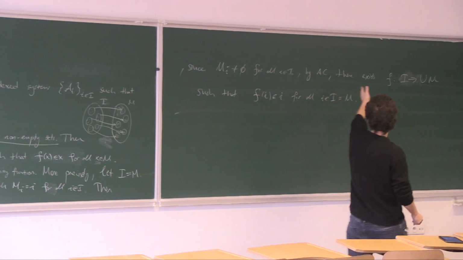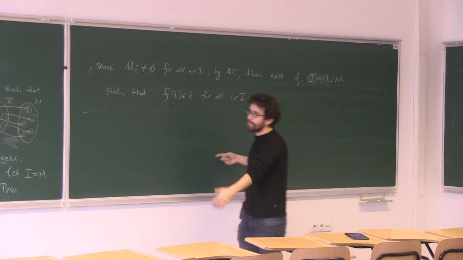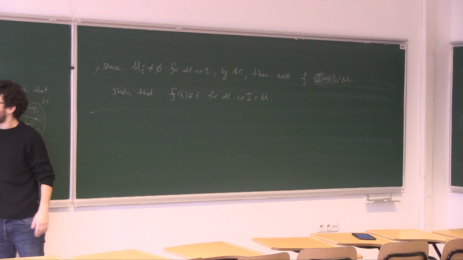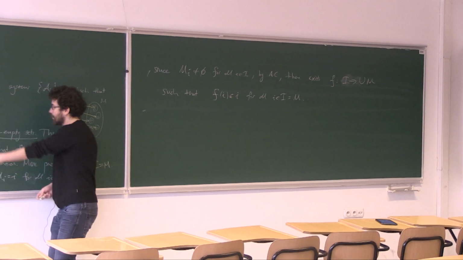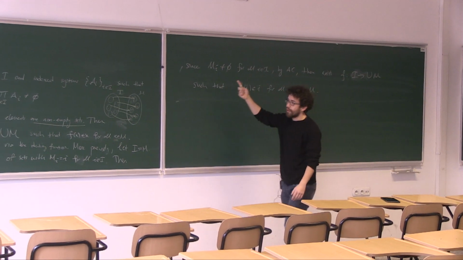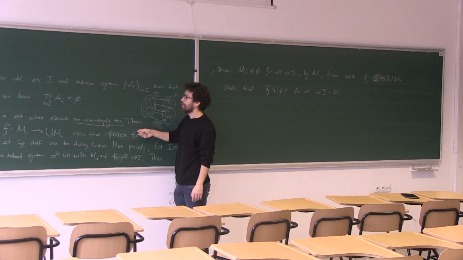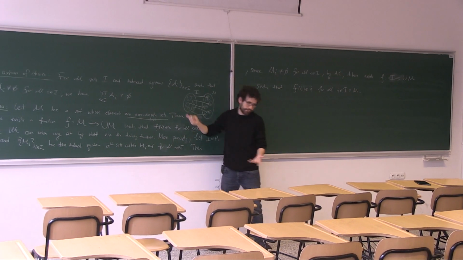And I know that there exists such a function because existence of this function is the same as this product being non-empty. So by axiom of choice, I have such a function, and this is what I wanted to prove. And we can prove the other direction as well. If you start with this, you can prove that this is true. So this is another form of axiom of choice.